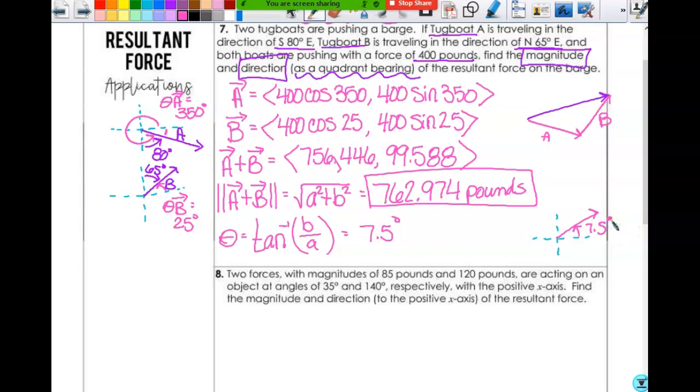It tells me I want my answer as a quadrant bearing. That means I'm going to have to go north, something, east. So I actually need that number. How do I find that number? Subtracting. So I take 90 minus 7.5. That gives me 82.5 there. So this is north 82.5 degrees east.